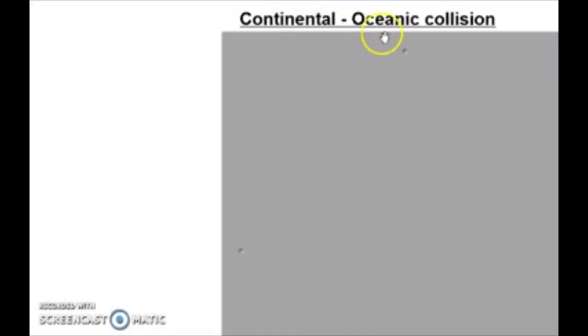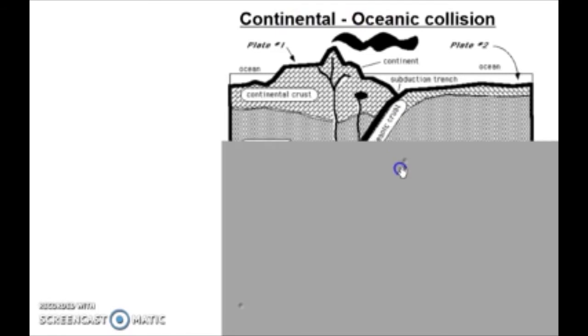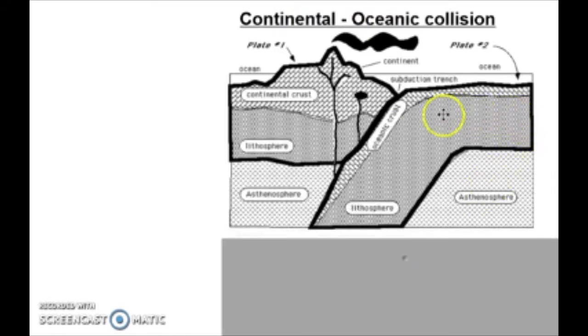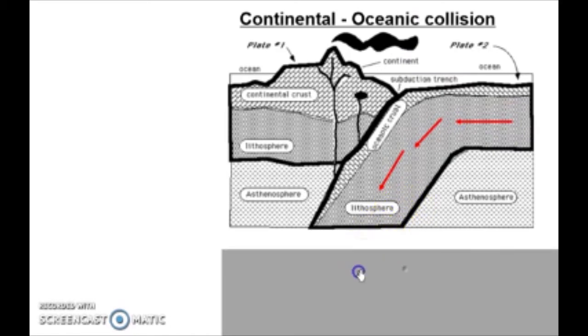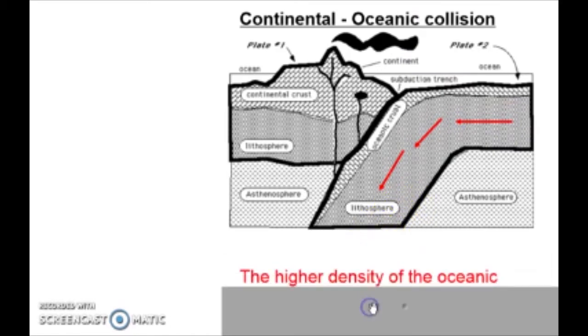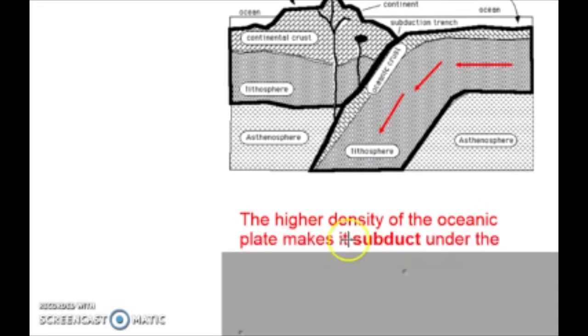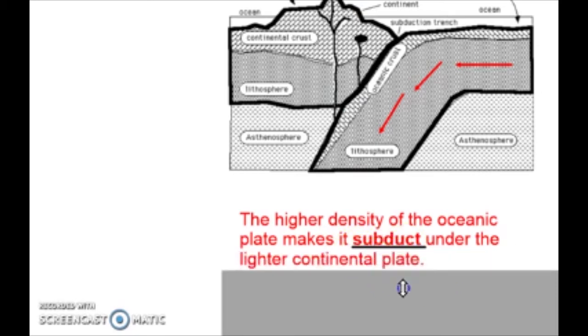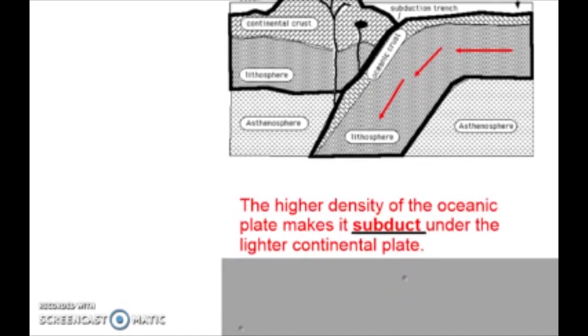In our notes, this is a continental oceanic collision. In the picture I included, maybe you want to put a big old arrow right here to show that this is moving downward like this. And the higher density of the oceanic plate makes it subduct. And this is a new word that I expect you to know: subduction, subduct, under the lighter continental plate. That's the first part. So it's more dense, so it pushes underneath.